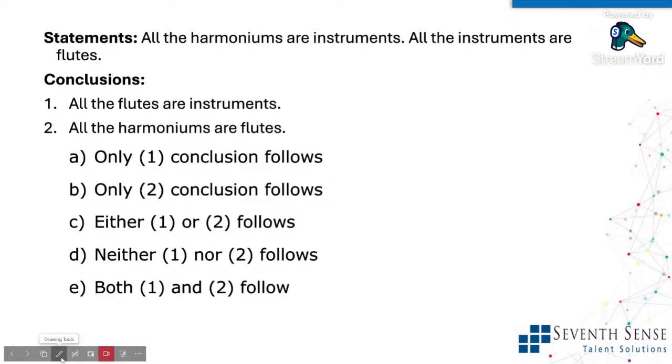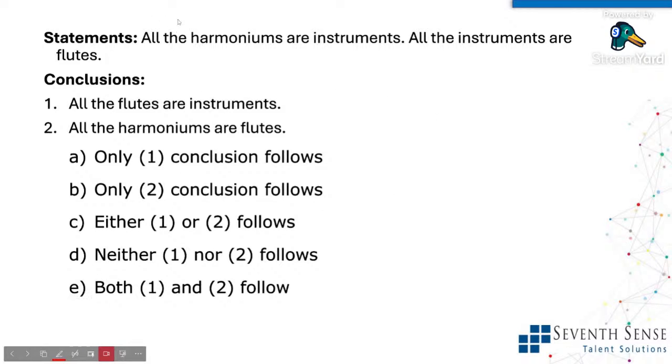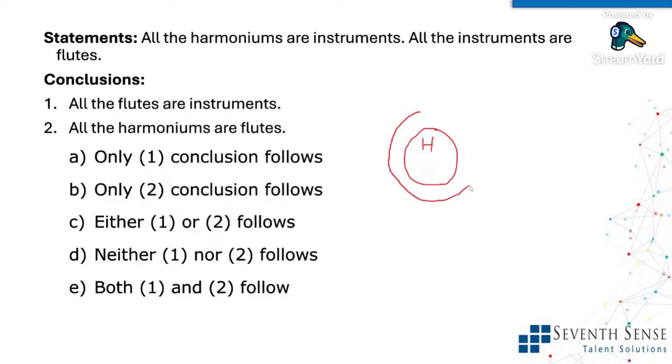Okay. Let me try to do it over here itself because I know it is a bit difficult for me to just keep changing the slide from here and there. So please bear with the diagrams I'm going to draw right now. First one is all the harmoniums are instruments. So this will be my harmoniums. All the harmoniums are instruments, so I'm going to take a circle around it, telling that all my harmoniums are basically instruments. So this is how I'm going to do it.